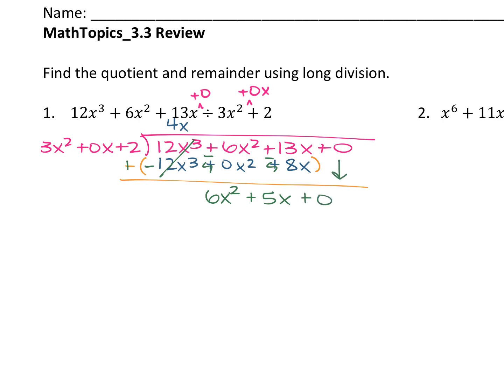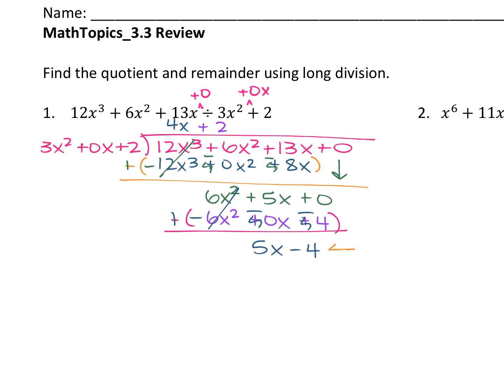So from here, you start all over again. The 3x squared times what is 6x squared? That's just 2. So we multiply that 2 by everything on the outside, put it underneath the 6x squared plus 5x plus 0. 2 times 3x squared is 6x squared. 2 times 0x is 0x. 2 times 2 gives us 4. We subtract these. Again, distribute the negative, change the sign on everything, and add the opposites. So it's going to give us 5x minus 4 as our remainder.